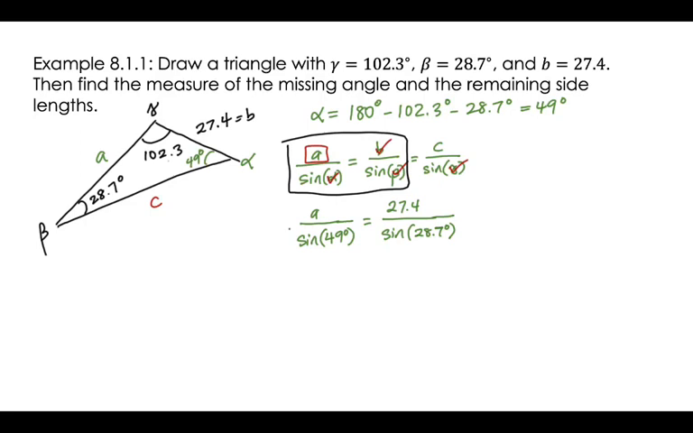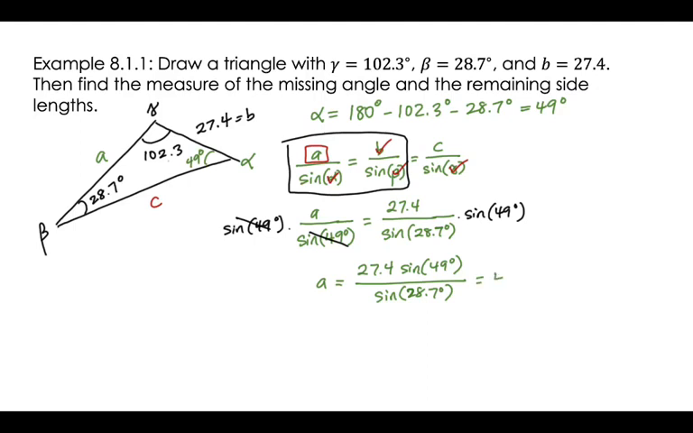I want to solve for A, so I'm going to multiply both sides by sine 49, and that allows that to cancel out. And then I'll just have A equals 27.4 sine 49 over sine 28.7. We're just going to type that in wholesale to the calculator, making sure you're in degree mode, otherwise you'll get the wrong answer. And I get 43.06 change. I'm going to round that off to 43.1. So now I know side length A.